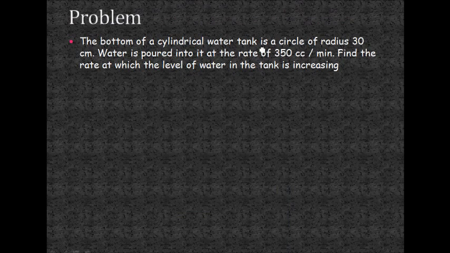The bottom of the cylinder water tank is a circle of radius 30 centimeters, which means r is equal to 30. Water is poured into it at the rate of 350 cubic centimeters, so dV/dt is 350. Find the rate at which the level of the water in the tank is increasing.